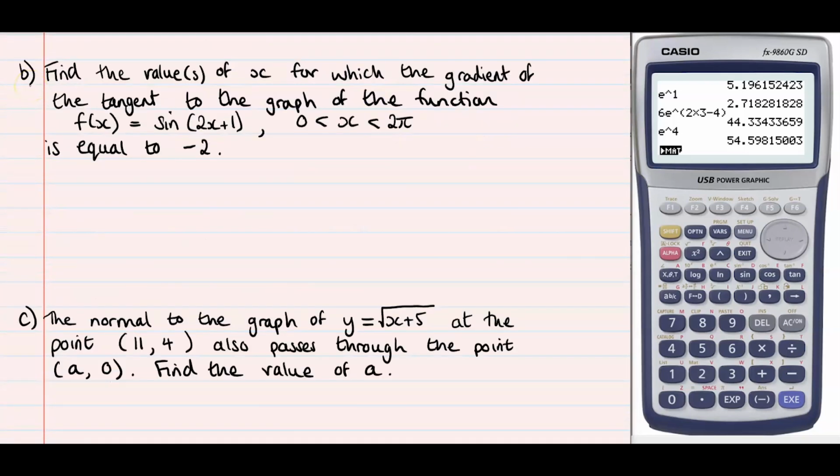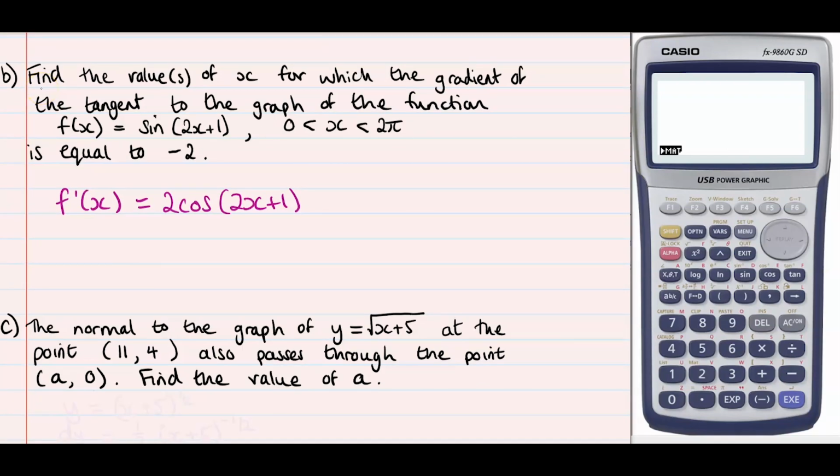Part B, we want to find the values of x for which the gradient of the tangent to the graph of this function is equal to negative 2. So f dash of x is equal to, well, sine goes to cos, and we times it by the 2 that was inside that bracket, so it's 2 cos 2x plus 1. Okay, so then we set that equal to minus 2 and solve it.